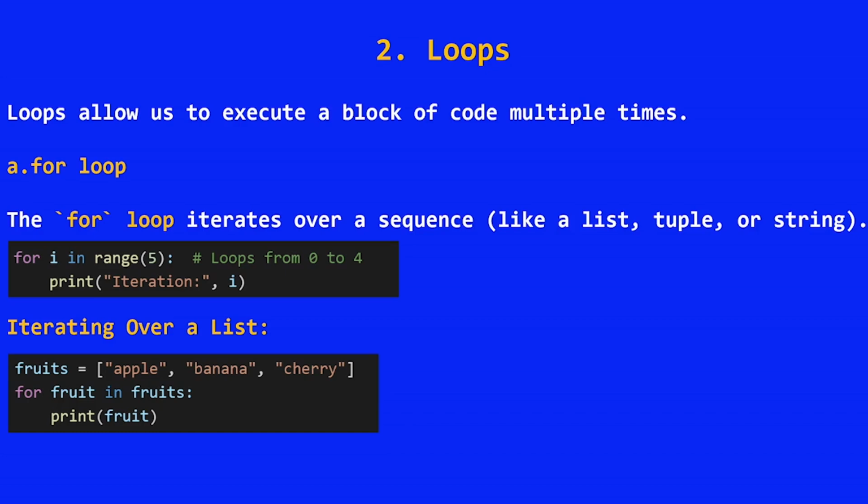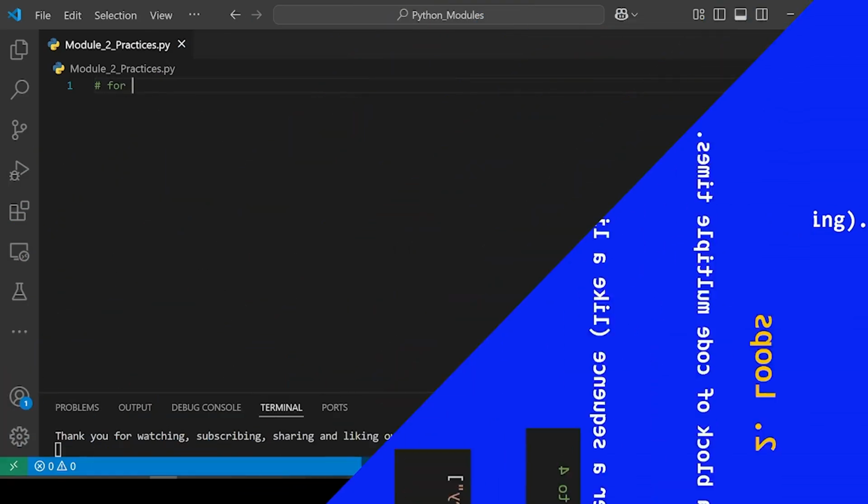You can also iterate over a list. For example, fruits is equal to apple, banana, and cherry. For fruit in fruits, we print fruit. So we will have apple, banana, and cherry. Let us move to VS Code and see the magic.